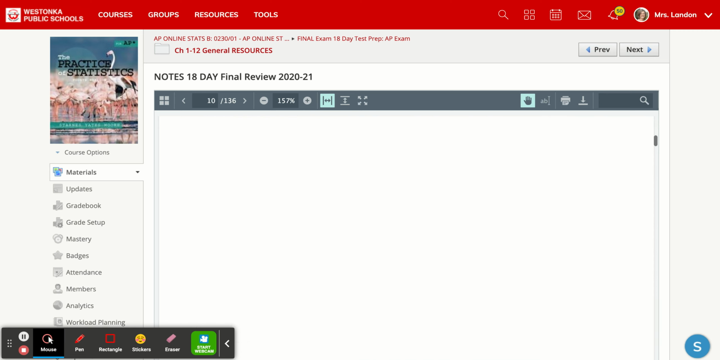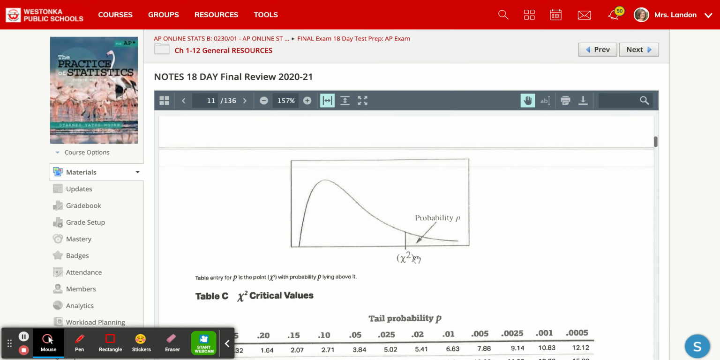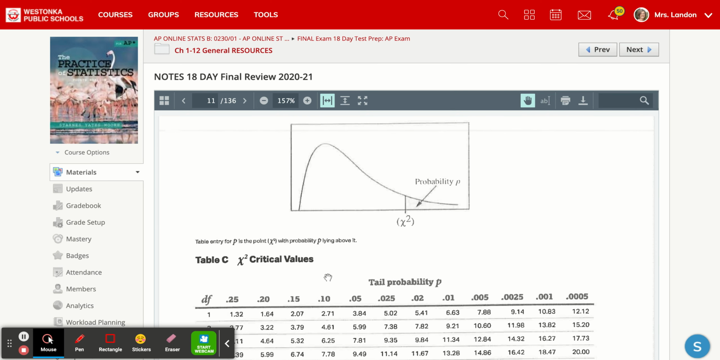And then the last table is the chi-square. There is a chi-square CDF. I think we're more used to using the chi-square test, or making an interval related to chi-square. If you like the table, again, be careful.